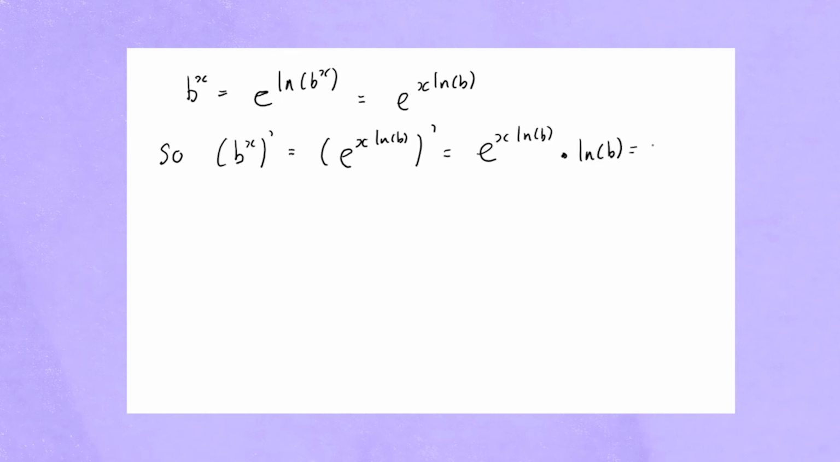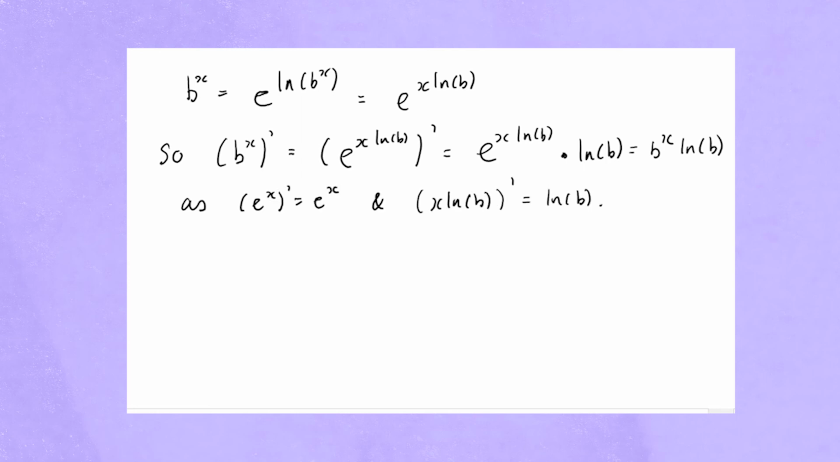We can differentiate this using the chain rule, and then use the same algebra trick in reverse to find that the derivative of b to the x is ln of b times b to the x. Note that this rule does not contradict our rule for e to the x, because ln of e is 1.